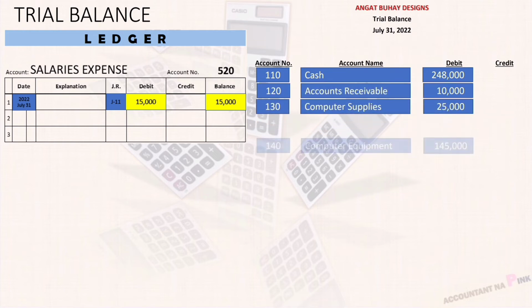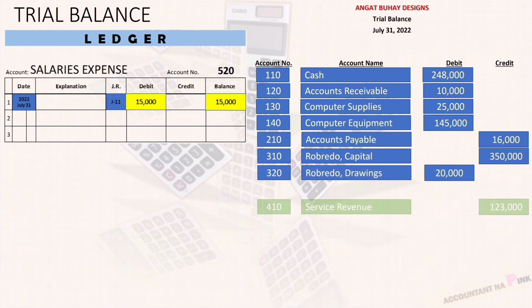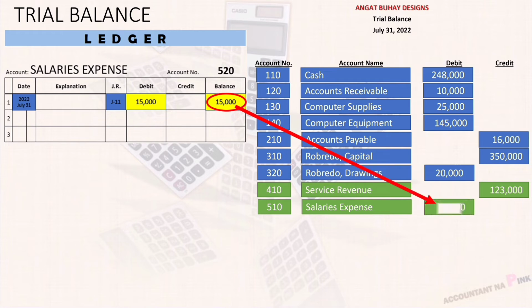Next account, salaries expense, account number 520. So date is July 31. This is the payment to Philip D. So we just transfer the account balance, 15,000 pesos, under the debit column. Why debit column? Because it is the normal balance of expense account.